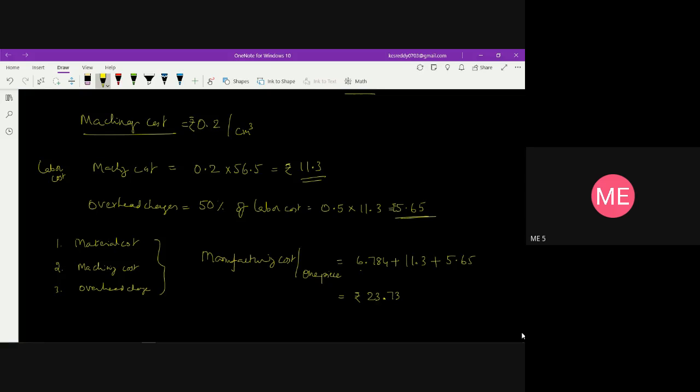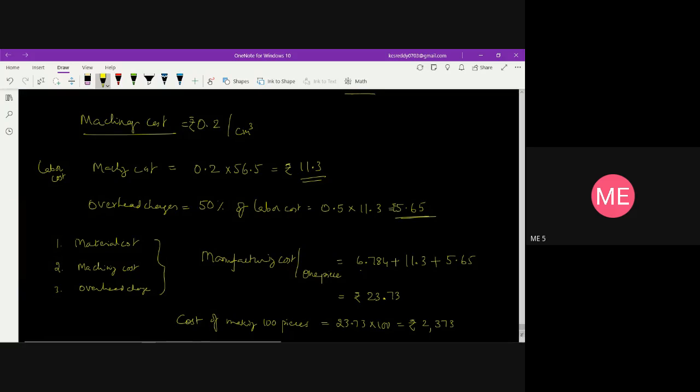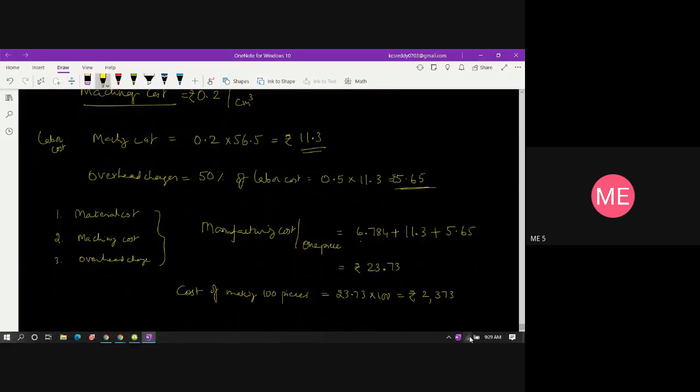So if I want to make 100 pieces, the cost of making 100 pieces, because it's asking to make 100 pieces, is 23.73 into 100, which gives 2373 rupees. That is the amount which is required to make those number of components. So with this I'll stop today.